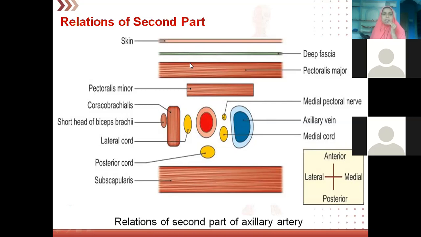Then can anybody tell me the medial relations? Axillary vein, medial cord, medial pectoral nerve. Very good. Kindly tell me the lateral relations also, beta. Lateral cord, short head of biceps brachii and coracobrachialis. Lateral cord of brachial plexus, short head of biceps along with coracobrachialis. Yeah, very good, beta, very good.